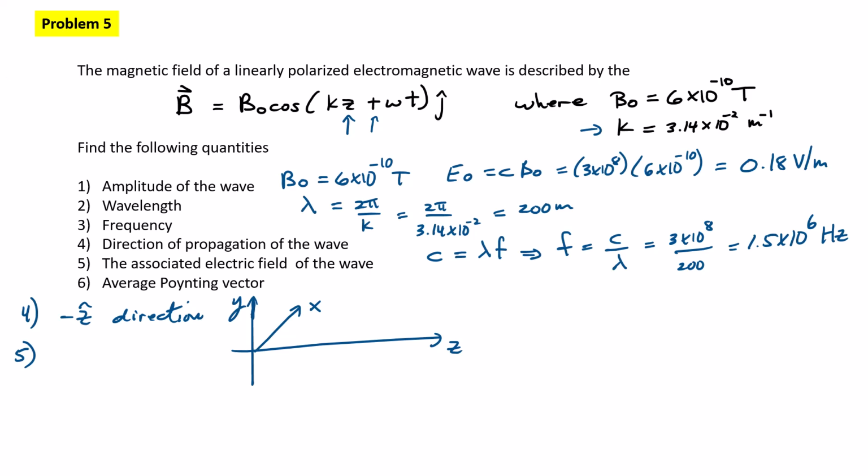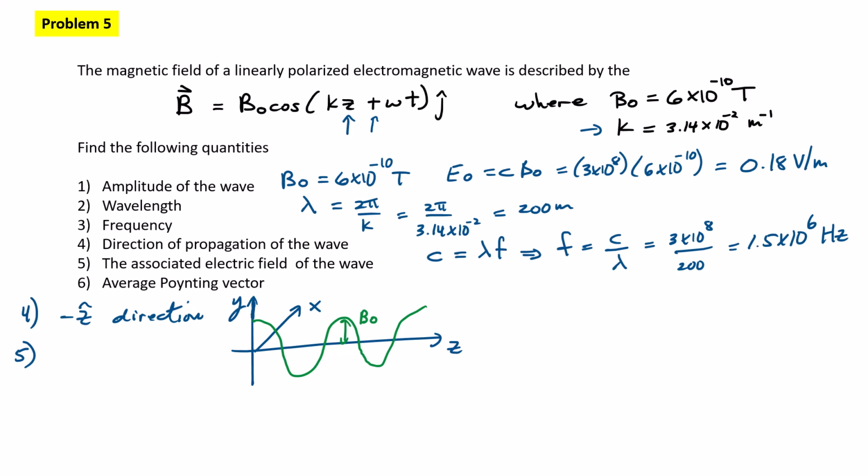All right, so my B vector right here, let's just draw it in a different color. It should look like this. At time 0, for example, it is in the YZ plane, and it looks like this. And we know it propagates in the negative Z direction. So that there is the amplitude B0.